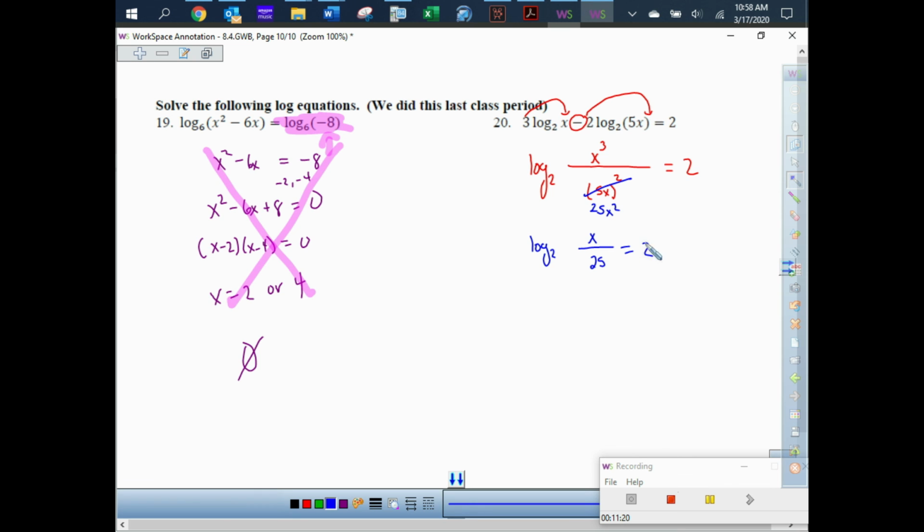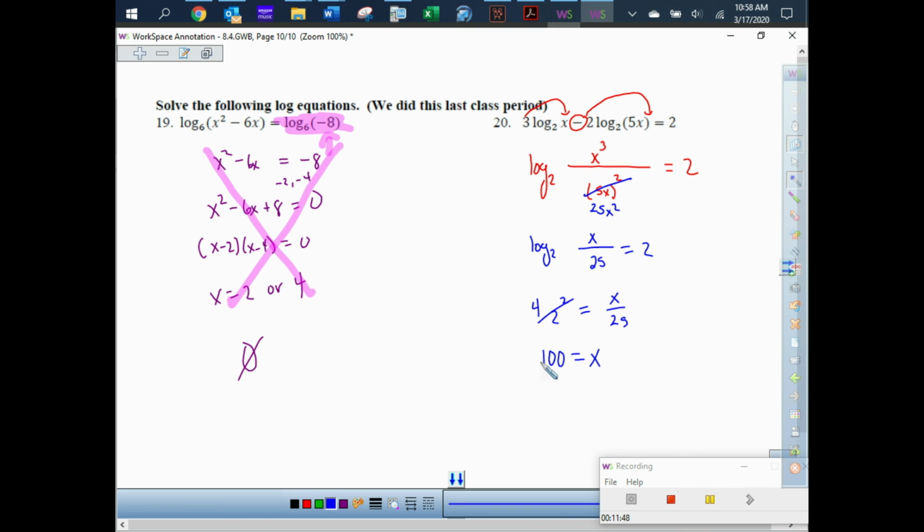Now I'm going to rewrite it exponentially. The base is 2, the exponent is 2, and that's going to equal the argument. So base, this is back to the very first day of logarithms. When you had it in log form, rewrite it exponentially. Scratch that homeboy out and call him a 4. And now to solve for x, I'm going to multiply by 25, and x equals 100.